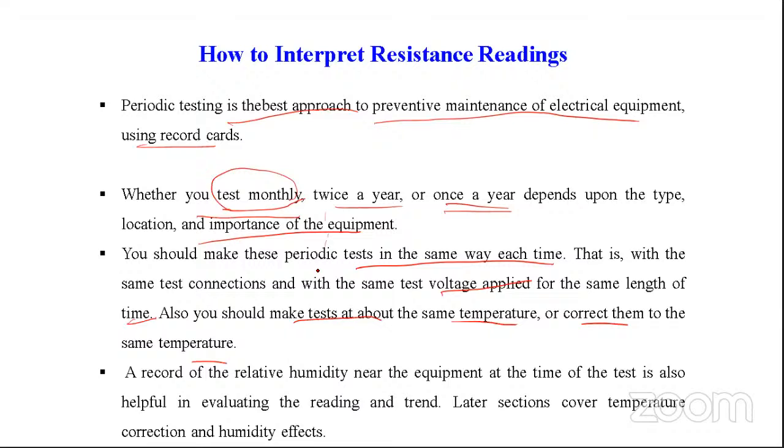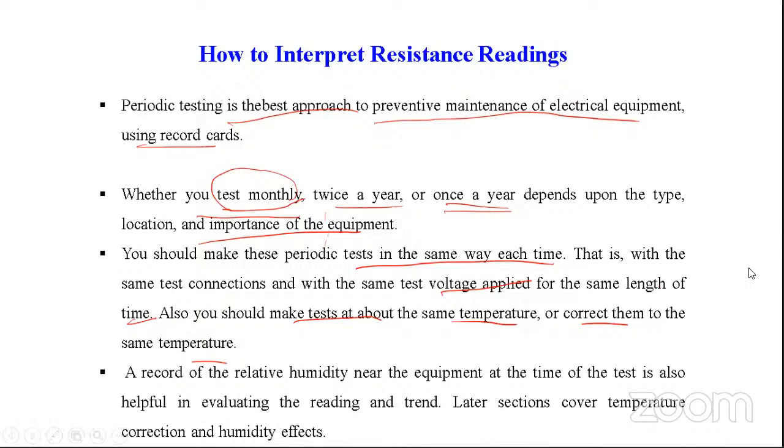So a record of relative humidity near the equipment at the time of test is also helpful in evaluating the reading and trend. Later sections cover temperature correction and humidity effects. Means when you are performing the test, at that time you have to record the temperature and pressure, also humidity. And if you want to compare all those results at the same temperature, same humidity, with the same reference, you have to incorporate the temperature correction factor and humidity correction factor to validate the result. Okay.